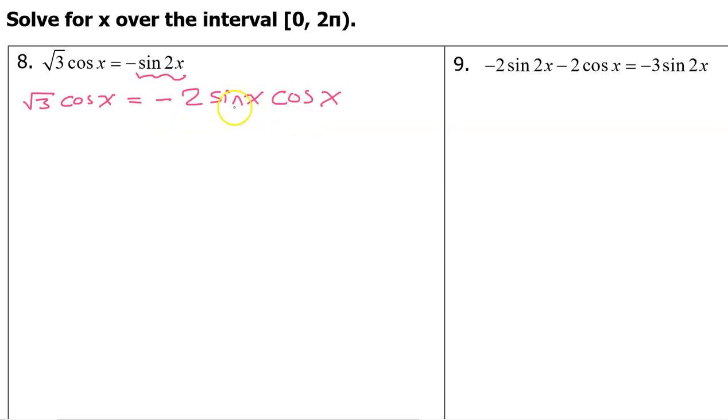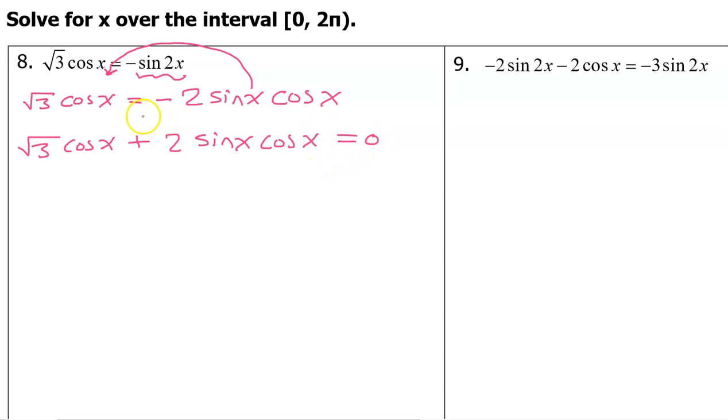All right, let's get 0 on one side by adding this entire term to both sides of the equation. In other words, I'm going to move this to the other side of the equation by addition. That will give me radical 3 cosine x plus 2 sine x cosine x is equal to 0.